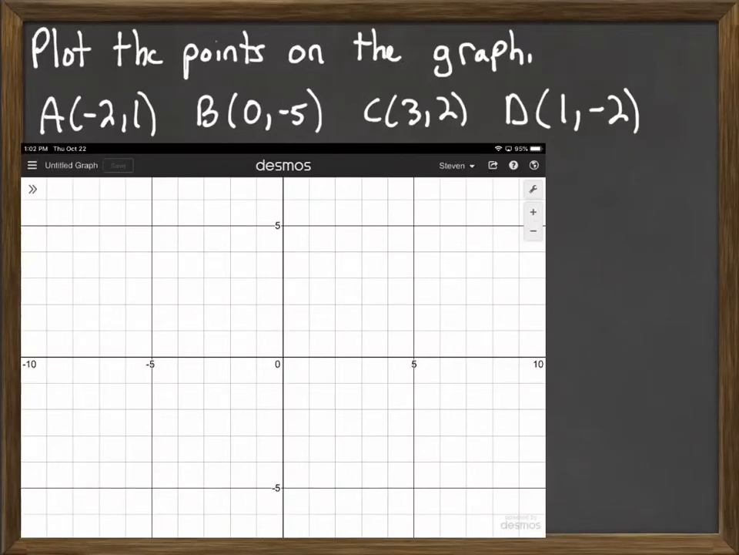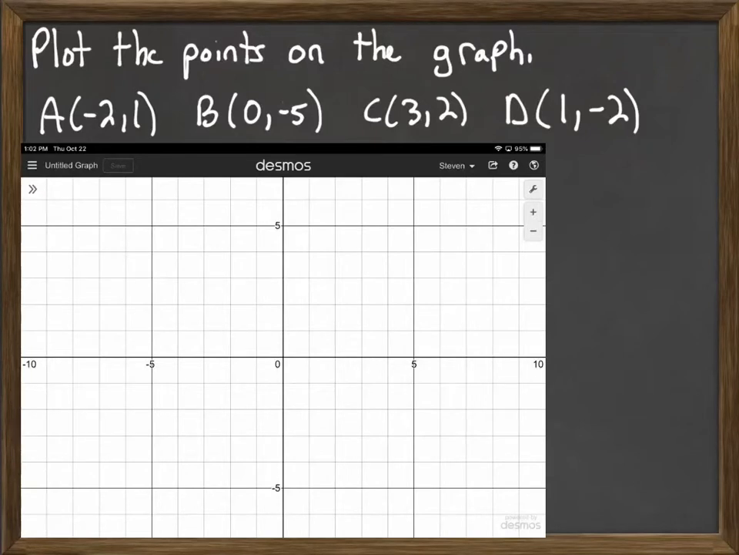So in the last video we talked about reading points from a graph. Now we're going to turn around and go the other way, where we're actually going to plot points onto the graph. So here we've been given a graph and we want to plot the points A, which is -2, 1, B, which is 0, -5, C, which is 3, 2, D, which is 1, -2. So we want to go on the graph and plot each of these points.